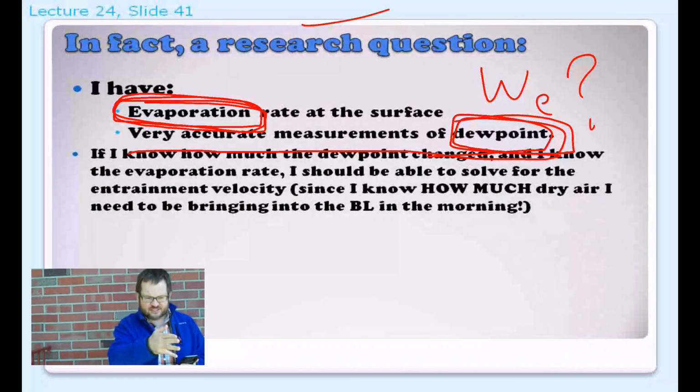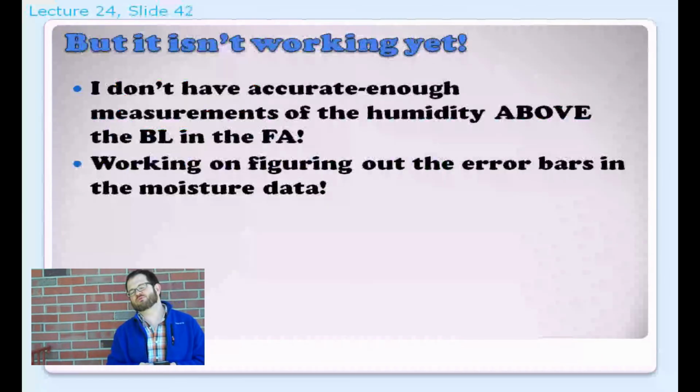Well, previously I was showing you how we could explain changes in the dew point as being caused by the entrainment of dry air from the free atmosphere. Couldn't we do it the other way around? If I know the changes in dew point and I know the evaporation, couldn't I solve for the entrainment? Oh yeah, on paper, no problem. I would love to do that. In practice, it isn't working very well.